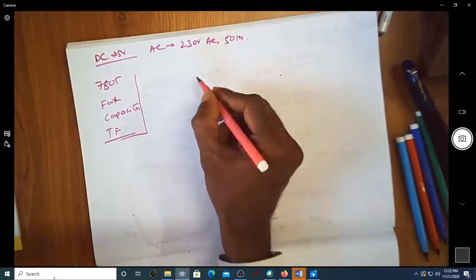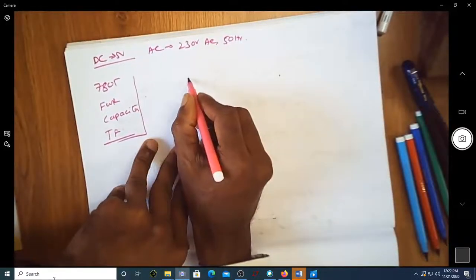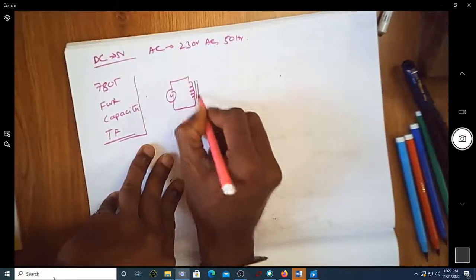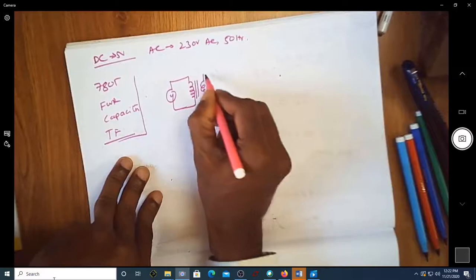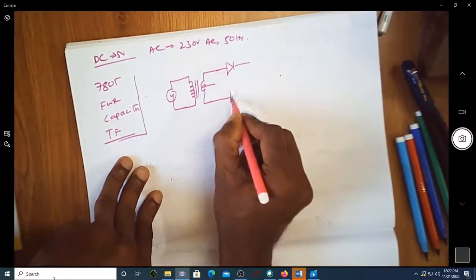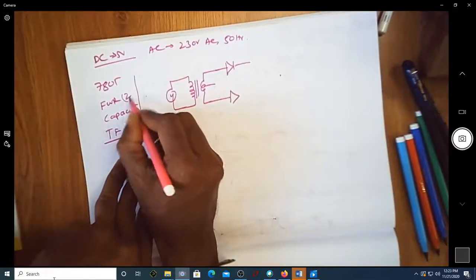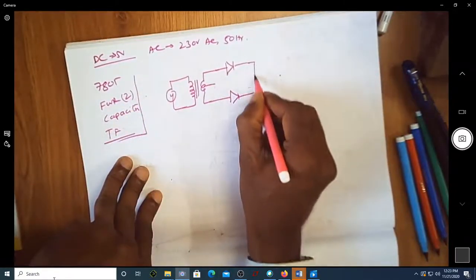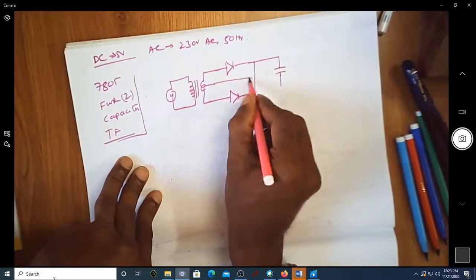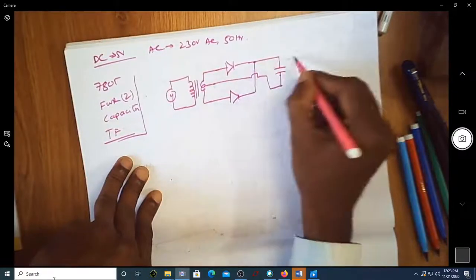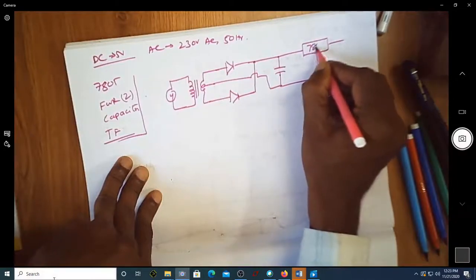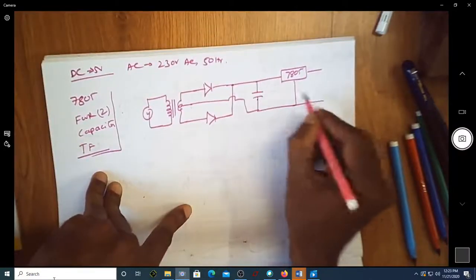So let us draw the circuit diagram. We can start from the input side. You have this, then of course it should have a center tap transformer. This is my full wave rectifier. Now here you can see it requires 2 diodes. This is the circuit diagram. I'm going to have this as my capacitor, and I'm going to have 7805. Okay, this is C.